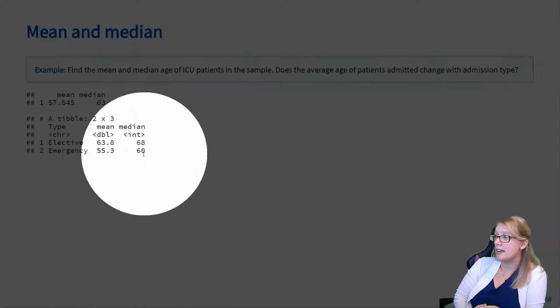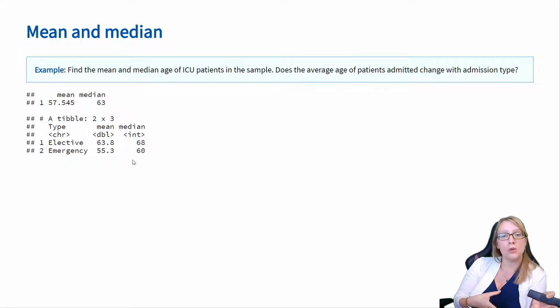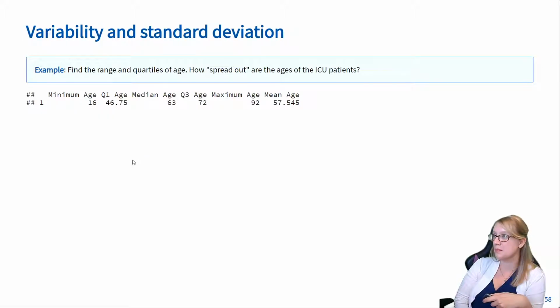Median 68 versus 60. In both cases, the elective patients tended to be a little bit older, which means that patients who are coming into the ICU from an elective procedure tend to be older. Those elective procedures are planned ahead of time, so it should make sense that older patients are more likely to have those ahead of time procedures planned.